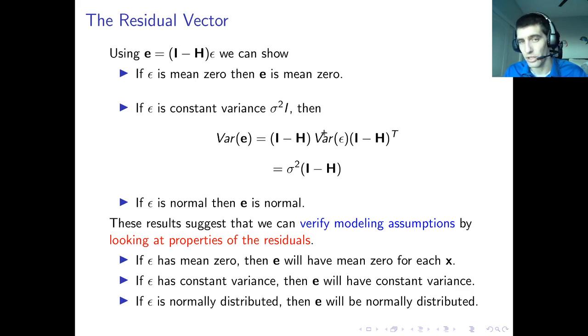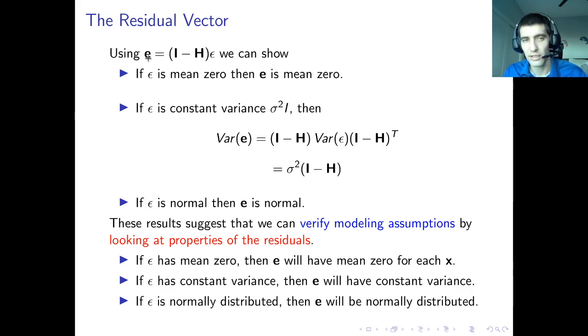This variance term here, sigma squared times the identity, we can pull out the sigma squared, the scalar. Some properties: if I minus H is an orthogonal projection matrix, then it's symmetric, so its transpose is equal to itself. And when you square it, it's equal to itself. That allows us to reduce this right-hand side to sigma squared times I minus H. Lastly, if epsilon is normal, the residual vector is normal.